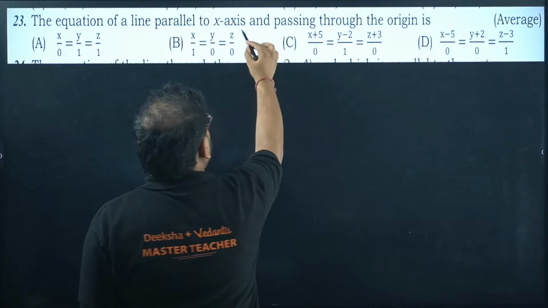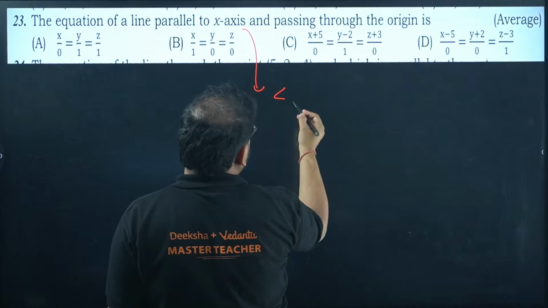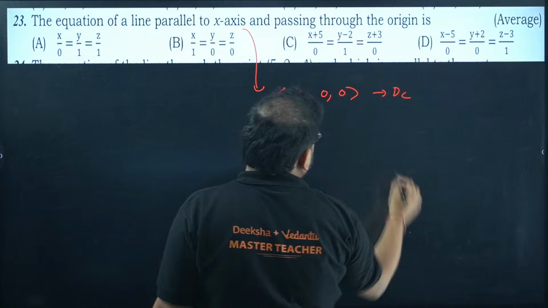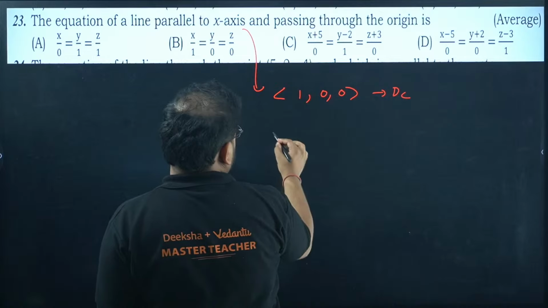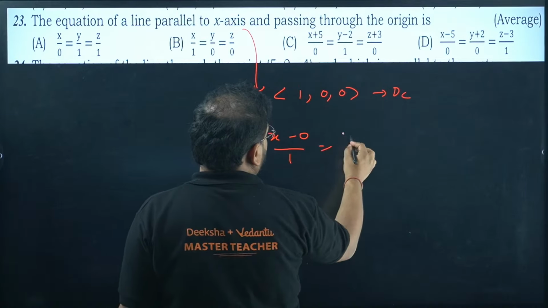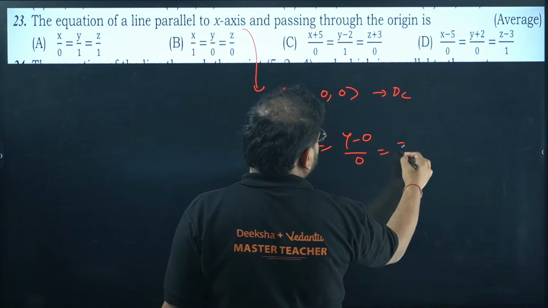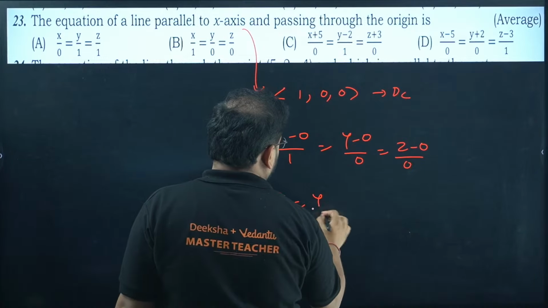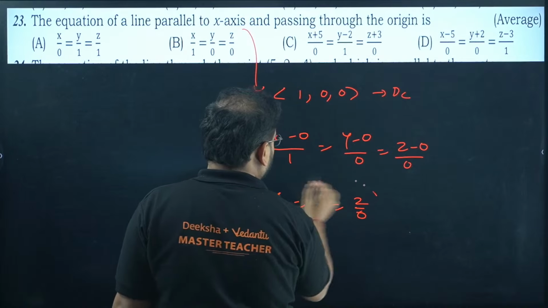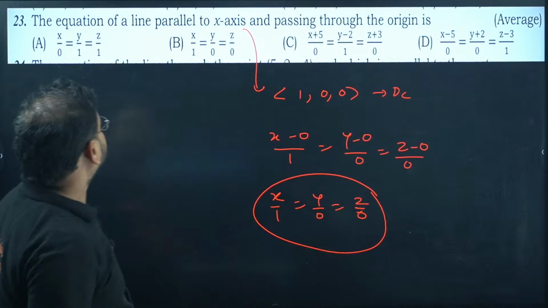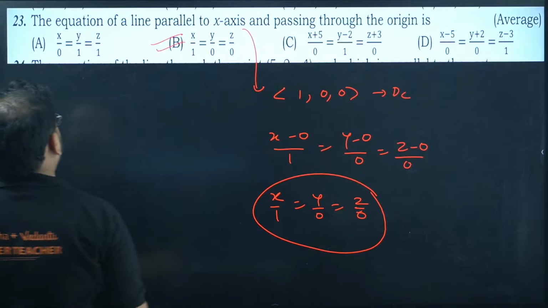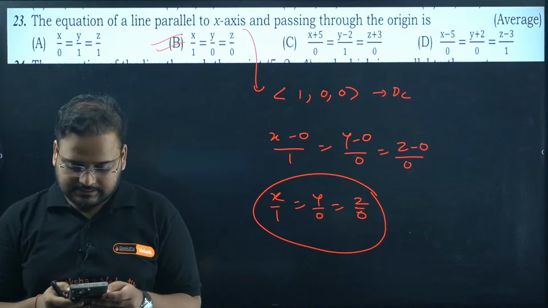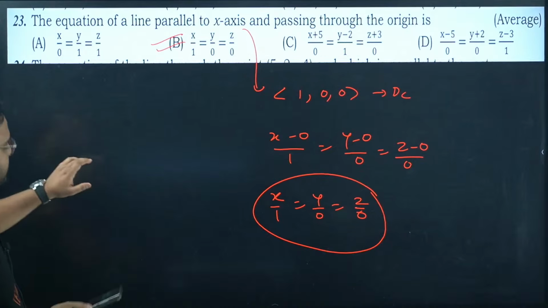Next is the equation of a line parallel to x-axis and passing through the origin. Parallel to x-axis, so DCs will become what? 1, 0, 0. These are your direction cosines. Through the origin. So x minus 0 upon 1, y minus 0 upon 0, and z minus 0 upon 0. So the answer is x by 1, y by 0, and z by 0. Check. Option B. Yes. Now you are all getting it. Good job.